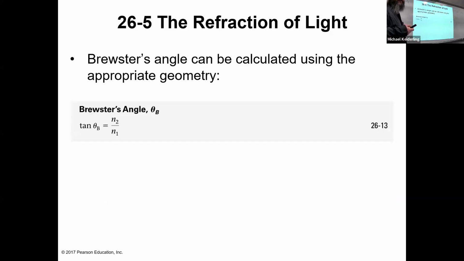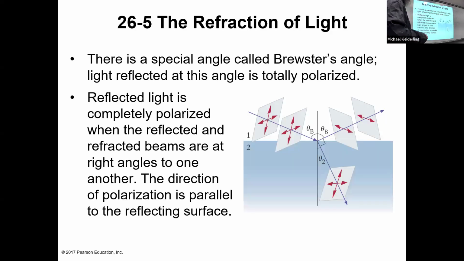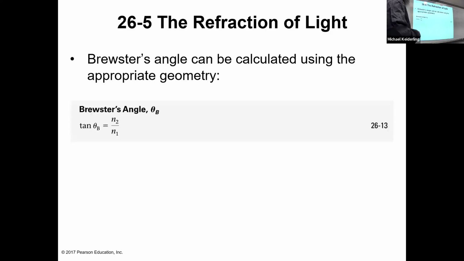And Brewster's angle can be calculated using the appropriate geometry. It turns out you get that the tangent of Brewster's angle is n2 over n1, where again n2 is, in this case, the higher index of refraction material, and n1 is the lower index of refraction material.